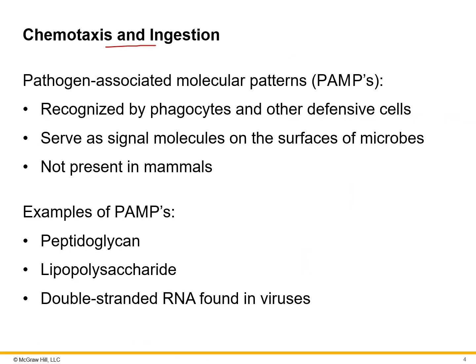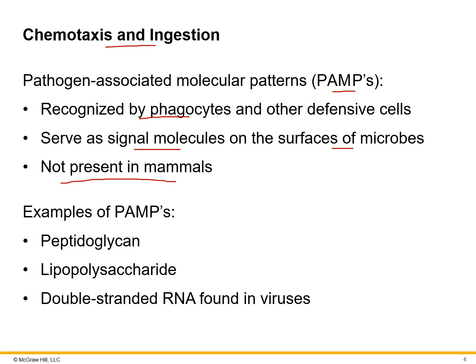So that's chemotaxis and ingestion. We come back to, again, how does the phagocyte know what's foreign and what isn't? It's those PAMPs, those pathogen-associated patterns. Those are recognized by the phagocyte, and again, it serves as a signaling molecule on the surface. Now, these are not present in mammals, so we don't produce these. And this is, again, a way of training the body.